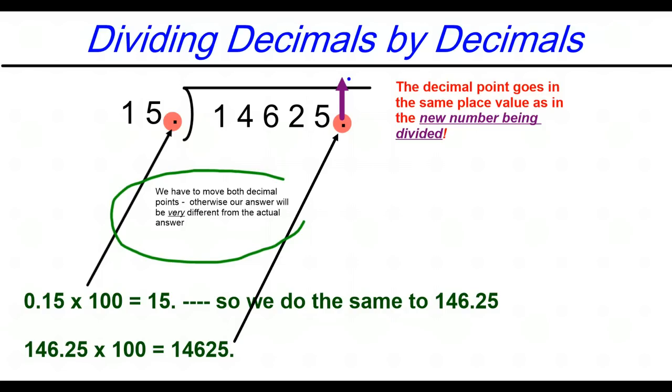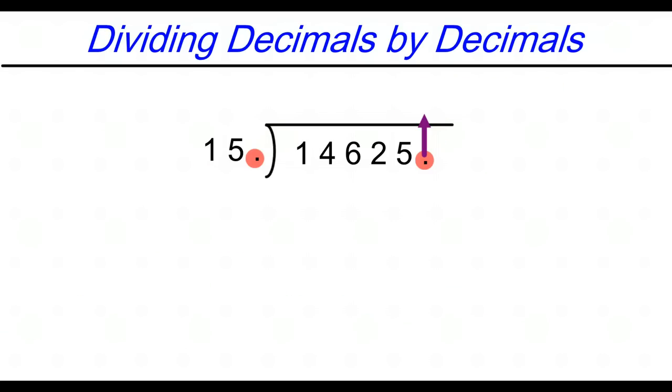0.15 divided into 146.25 is very different than 146.25 divided by 15. So we need to move both decimal points. Now let's take this idea here, this one that we were talking about, and go through this division here to see what this answer really would be.